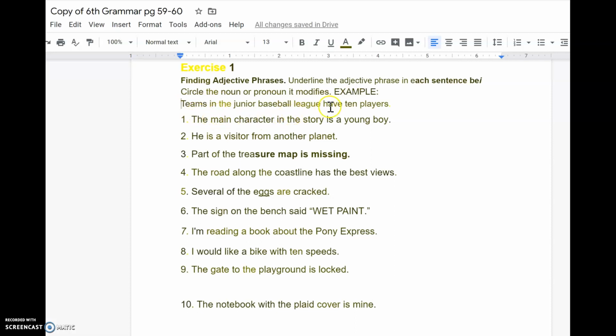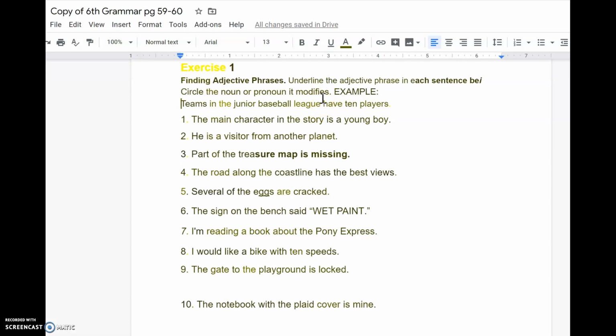One thing I also want us to get into the practice of is finding where the break is between the subject and the predicate and the verb, because I feel like we're having a lot of trouble with that still. So I know that the subject is teams in the Junior Baseball League. And then my break here is between the subject and the predicate, which is have 10 players.